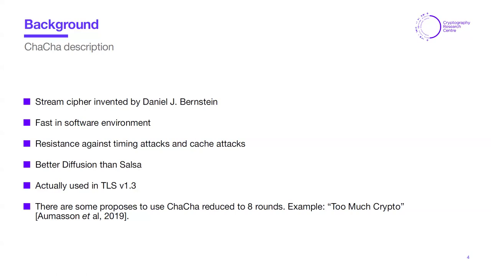It is fast in software environments because it uses modular addition, XOR operations, and rotations. Due to this, it has resistance against timing attacks and cache attacks, has better diffusion than Salsa, and actually is being used in TLS version 1.3. There are some proposals to use ChaCha reduced to 8 rounds, as for example, that one presented by Aumasson et al. in ePrint with the title Too Much Crypto. Here we would like to highlight that the community is reaching these 8 rounds. Of course, it is in a theoretical way, but it still is a point of attention.